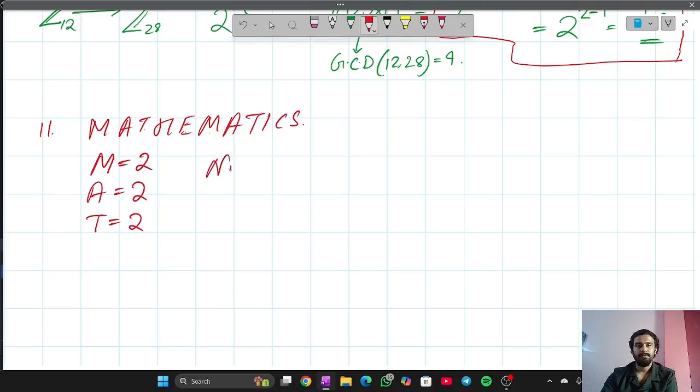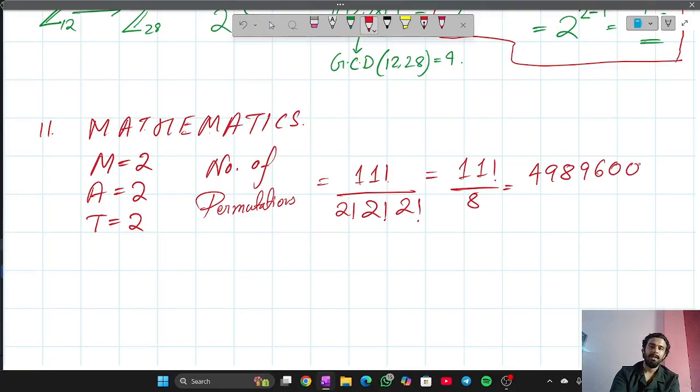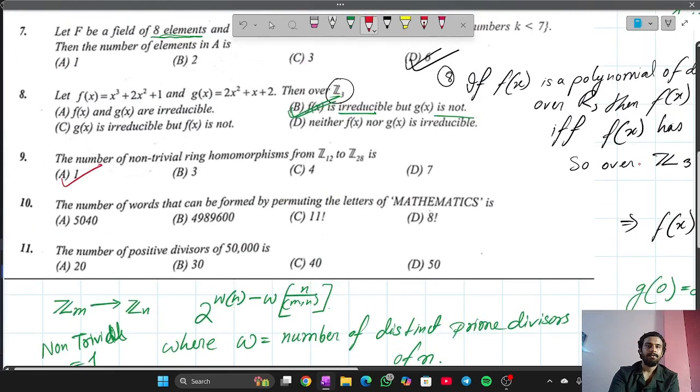So the number of permutations will be 11 factorial divided by 2 factorial, 2 factorial, 2 factorial. Okay, so this will be 11 factorial divided by 8, and if you use the calculator, it comes to 4989600. So this is the correct answer.